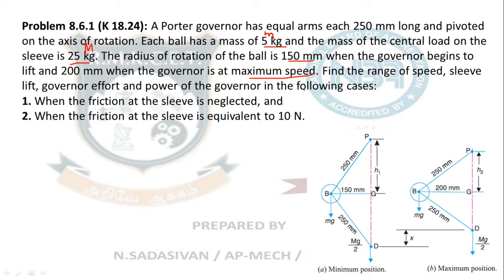So begins to lift means minimum speed. Begins to lift is N1. During N1, you have a radius R1 of 150. During N2, your radius is 200. Clear? So keep that in mind.